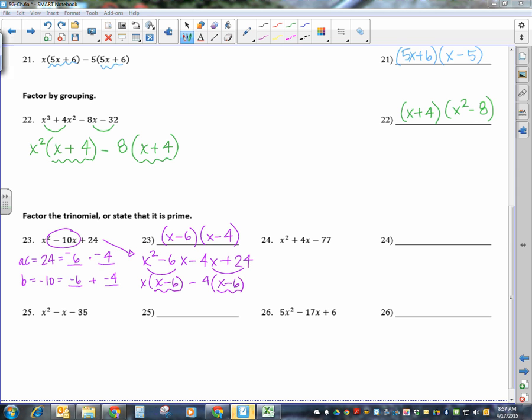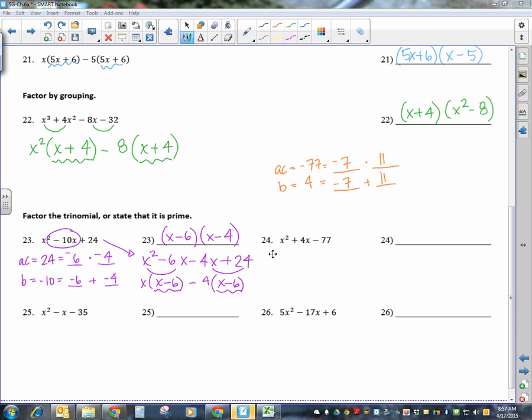Okay, next. Same kind of thing. AC, I may come up here and do it. A times C is negative 77, and B is positive 4. So you had to think of two numbers that multiplied to give you negative 77. That means one's going to be negative and one's going to be positive. And hopefully the numbers that come to mind are 7 times 11. And if this is positive, then I know my 11 will be positive. So negative 7 times 11 is negative 77, and negative 7 plus 11 is 4.